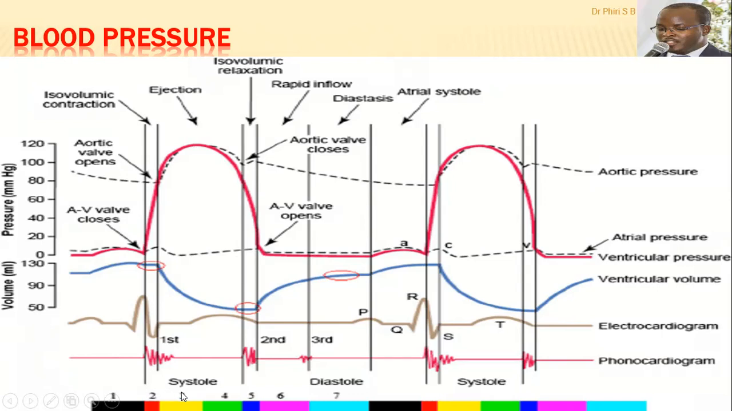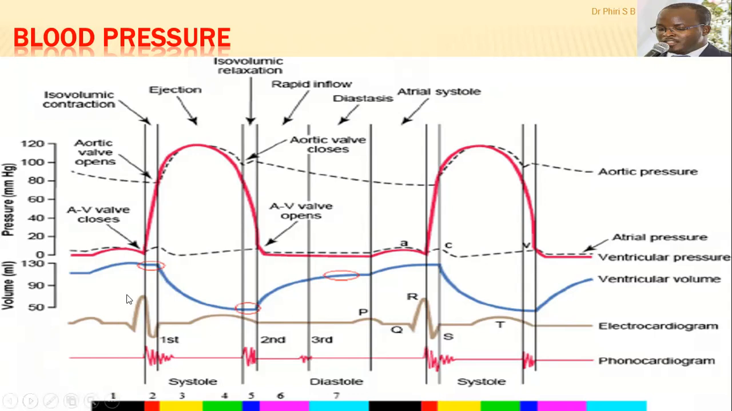Phase 3 is called rapid ventricular ejection. 4, reduced ventricular ejection. 5, isovolumetric ventricular relaxation. 6, rapid ventricular filling. 7, reduced ventricular filling. These stages of the cardiac cycle are plotted against the pressure in the aorta, in the atria, and in the ventricle.